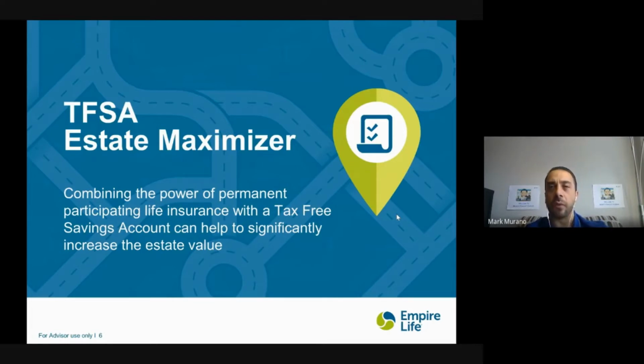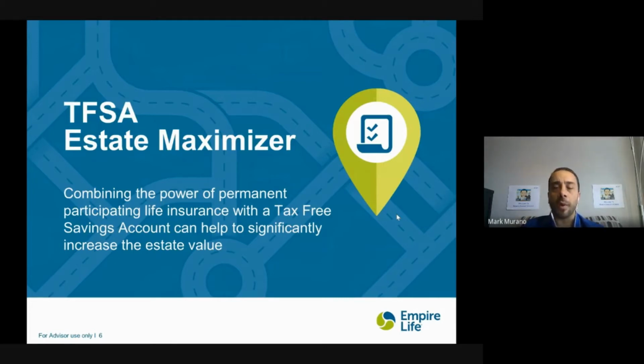if this money is not necessarily something they are going to be using for retirement purposes, or it's money that they want earmarked for legacy purposes, and legacy meaning leaving money to children or grandchildren or charity, or, you know, there is a bit of a want and a need, and any concept that we talk about to leave something to someone, that we can use the power of permanent life insurance combined with tax-free savings accounts to significantly increase the estate value.